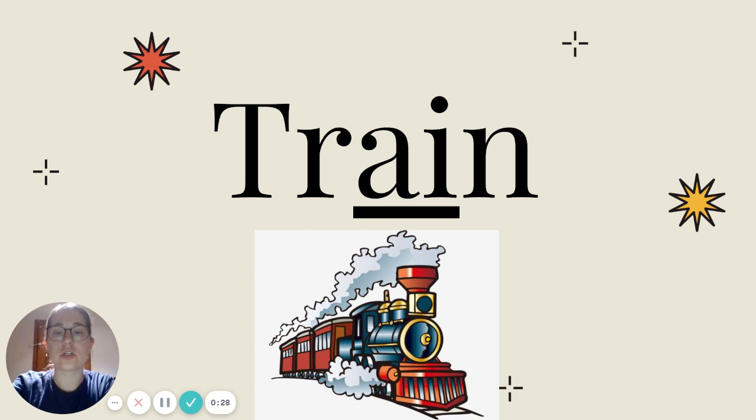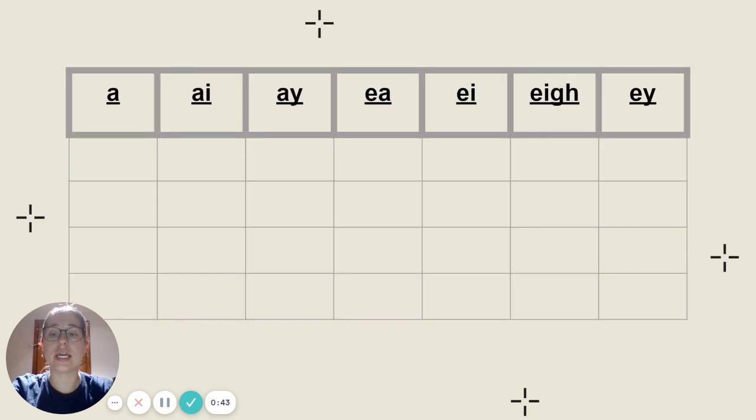Let's say it together. Train, t-er-ain. The AI that is underlined is what gives us our long A sound. One more time, say it with me. T-er-ain. We're going to be looking at the long A pattern today.